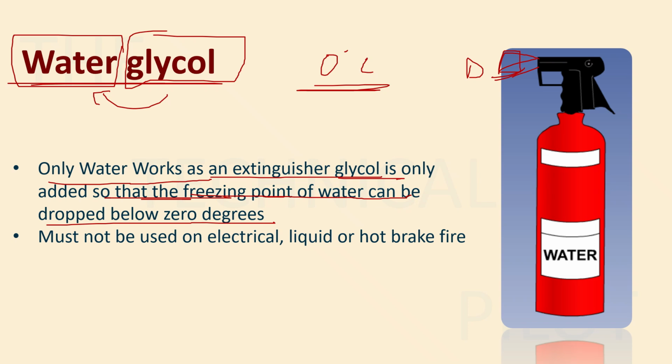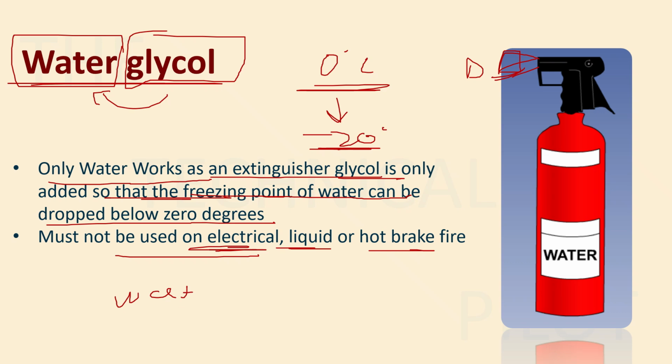So usually it reduces it to around minus 20 degrees Celsius. The water will not freeze at temperatures above around minus 20 degrees Celsius, right? So that is why glycol is added, and it must not be used on electrical fire, liquid fire, or hot brakes. You might have studied this already in your first firefighting lectures in some classes, right? Electrical fires, obviously, water plus electricity is boom, right? You cannot combine water and electricity, obviously. Because water is a good conductor of electricity, right? If there is salt water, then even better.